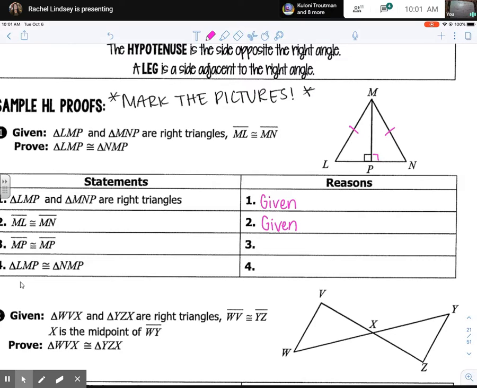Then statement 3 says MP is congruent to MP. That is our middle side. That is the reflexive property. I had somebody ask yesterday if you could write just RP for that. That's fine. So now we know those two triangles are congruent because we have a hypotenuse and we have a leg and they're right triangles. So reason 4 is HL.